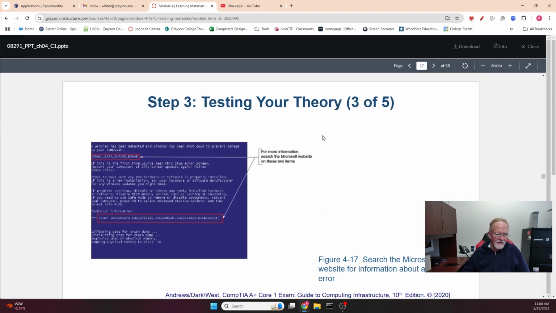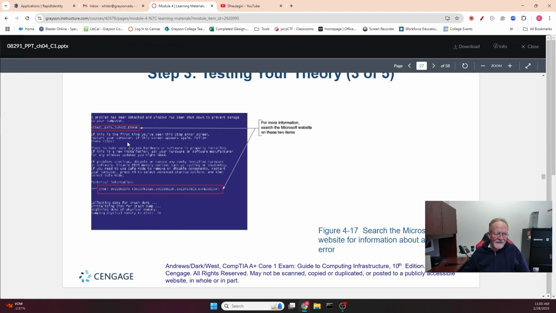What does a blue screen of death look like? Well, it looks like that. This is an old blue screen of death, by the way. Nowadays they don't look quite like this, but they're still blue, and they still basically provide a lot of information that you can look up on the Microsoft website to find out why Windows would give you a screen like this.